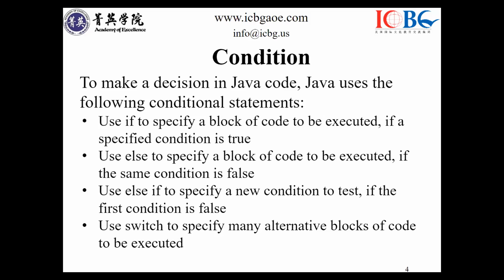Anyways, use switch to specify many alternative blocks of code to be executed. It's called a case switch statement. And it's essentially like if you had a lot of ifs and else ifs lined up next to each other. But yeah, it's kind of confusing. So I'll show you some examples, and hopefully when you see the example, you'll understand how it works.